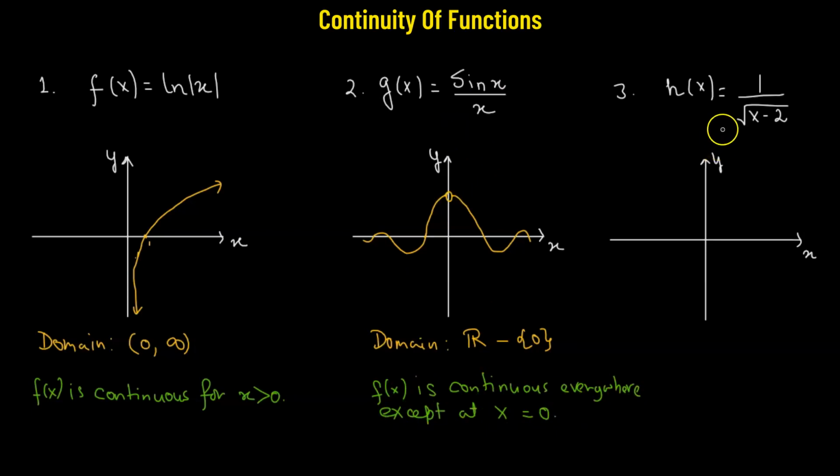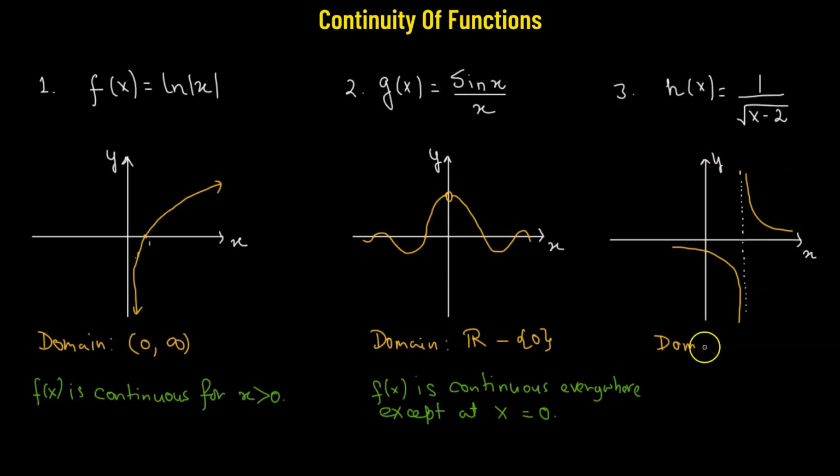And coming to the third function, 1 over square root of x minus 2. So here we see that the function is not defined at x equals 2. That means we have an asymptote at x equals 2 because the function simply blows up to infinity. And if we try to plot this graph, so this is the graph of h of x. So what is the domain of this particular function?